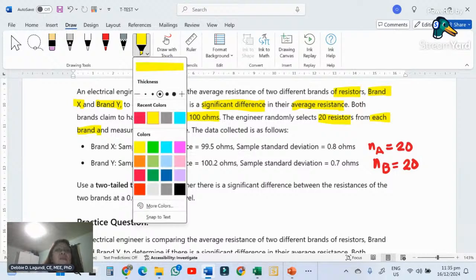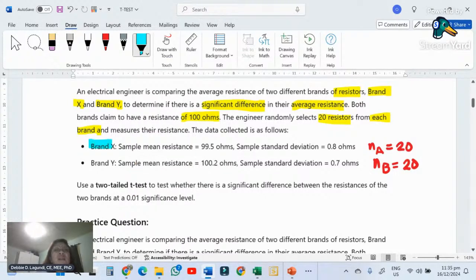Brand X has a mean sample resistance of 99.5 ohms. How did they do that? For the 20 samples, they get the resistance for each of them, add all the resistances, and then divide by 20. Then you have a sample mean resistance value, which is 99.9. And then for the sample standard deviation, there is a formula, but it's now given, so don't worry about it.